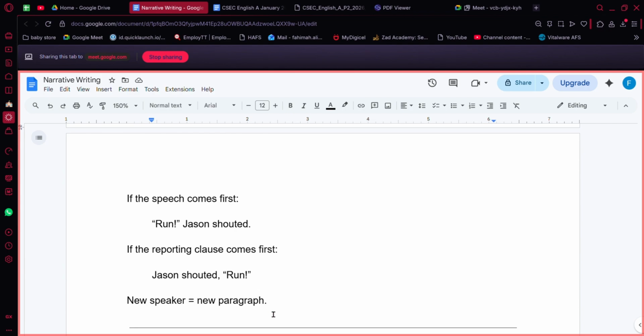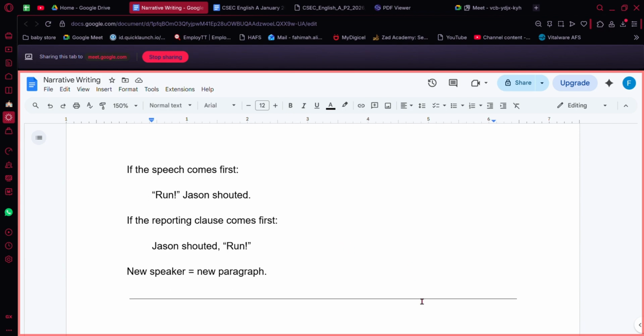And something to remember is, anytime you have a new person in your story speaking, start a new paragraph. Even if this person has already been introduced, once that person is talking in that paragraph for the first time, start a new dialogue. So let me see if I can find an example of that to show to you.